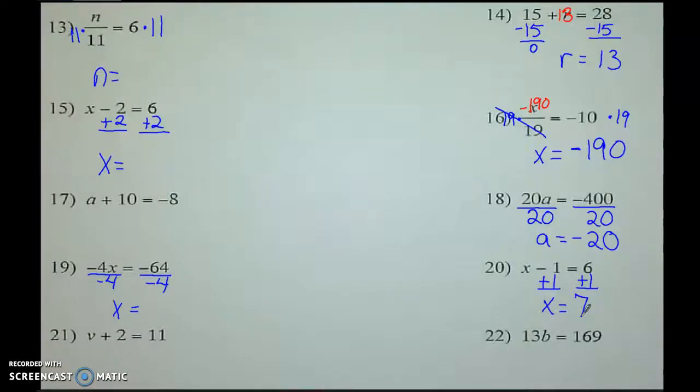22. Looking at 22, we're going to divide. We have 13 times b. We do the opposite. We divide by 13, divide by 13. 13 divided by 13 is 1, so I have 1b equals 169 divided by 13. That's going to be a positive 13. And that's going to finish up those problems on through 22.